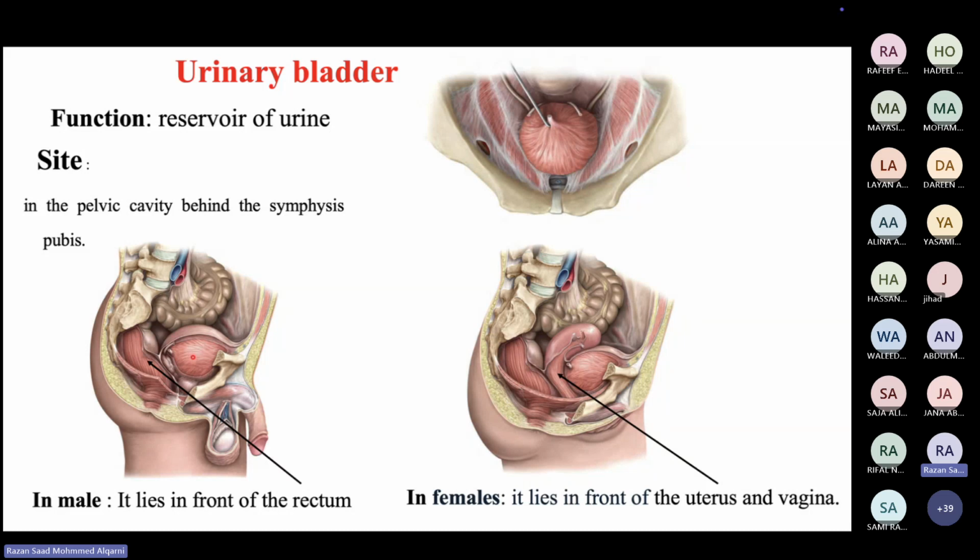This is the urinary bladder that is behind the symphysis pubis in here. Posterior to the urinary bladder is the rectum directly. While in the female, as you can see here, it's going to be in front of the uterus and the vagina, so it is not related directly to the rectum. This is the urinary bladder, this is the vagina, and this is the uterus, and this is the rectum.